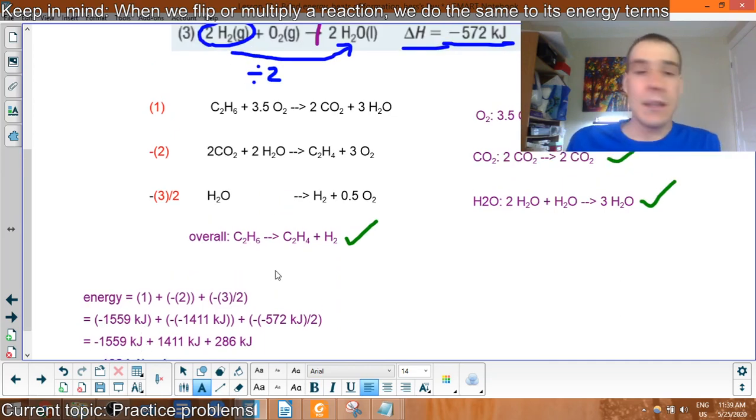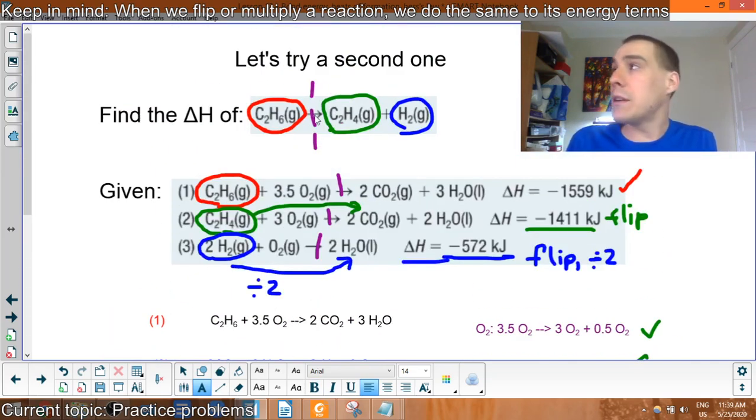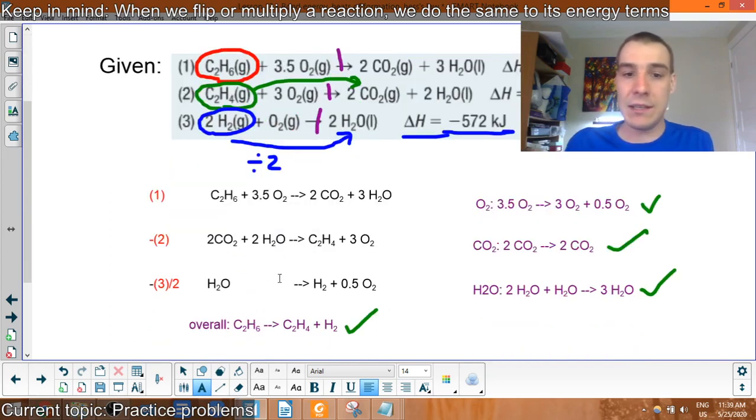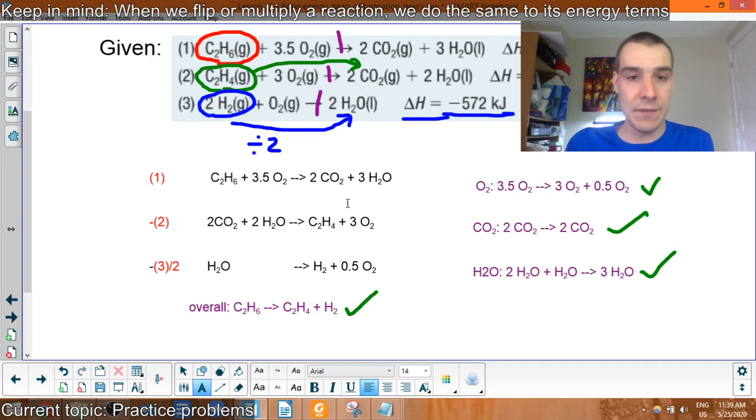So that's how you do a Hess's law problem. You can use your target equation to get hints as to what to do to your givens, and you do them. You check to make sure everything's correct by canceling out your different byproducts.